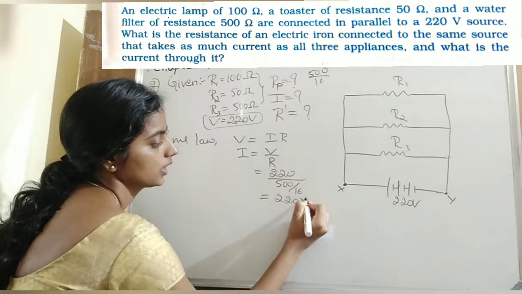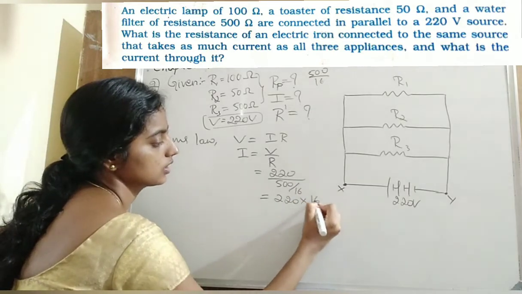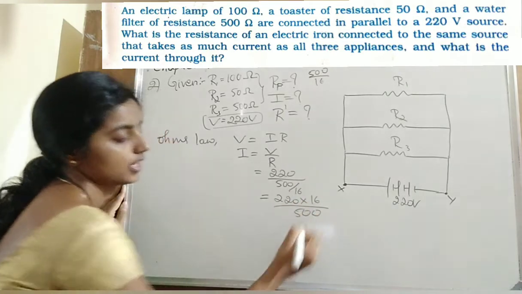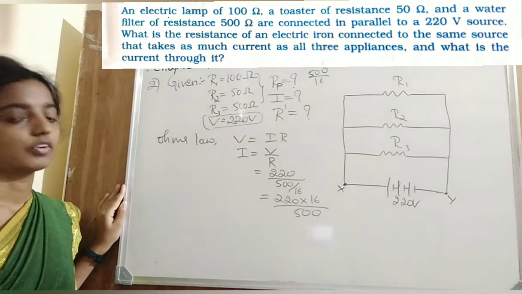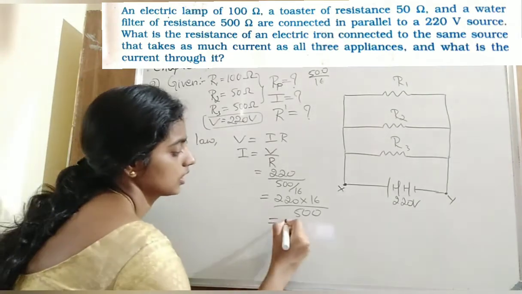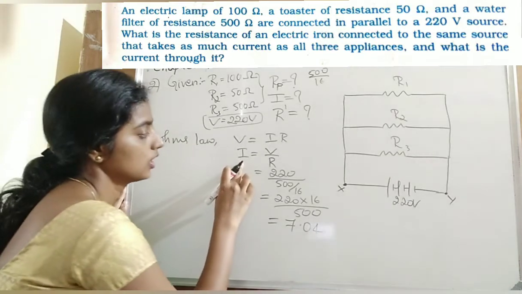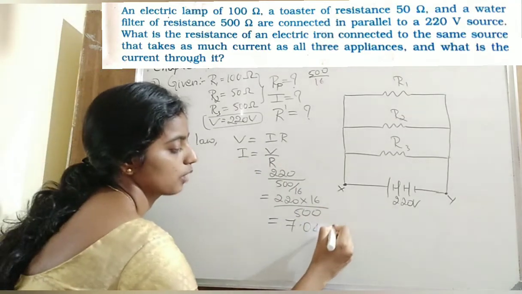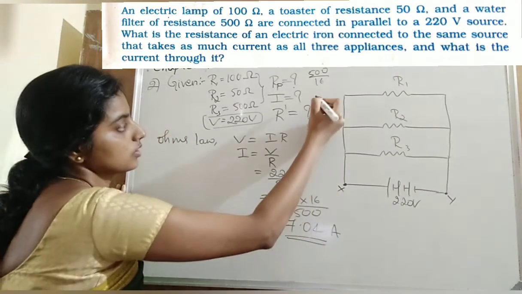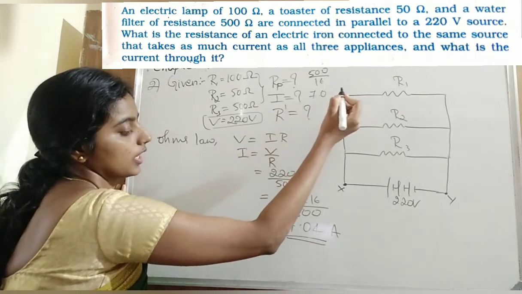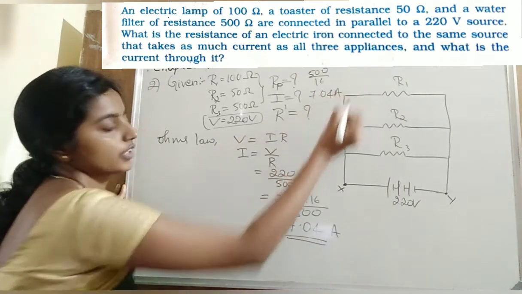We'll get 220 into 60 divided by 500. Now calculate, you will see 7.04, the unit of current is ampere. So this is our total current of the circuit.